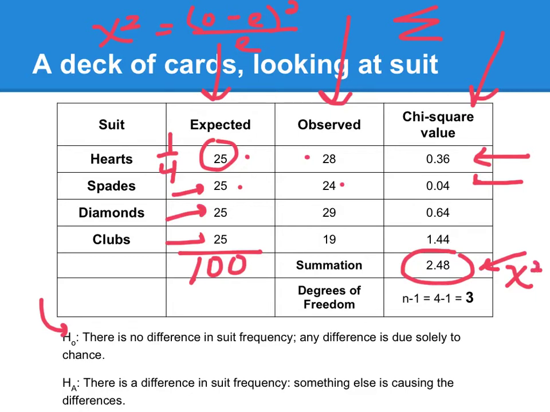Okay, so we've calculated our chi-square value. We also have to calculate our degrees of freedom. The degrees of freedom is a tricky concept, and I'm not going to get into it too much right now. But how we calculate it is we take the number of groups that we're dealing with. In this case, we're dealing with 4 groups because we have 4 suits, and we subtract 1. So n, the number of groups, minus 1 equals 4 minus 1. So our degrees of freedom is 3. That's going to be helpful when we try to draw conclusions about whether this is significant data or not.